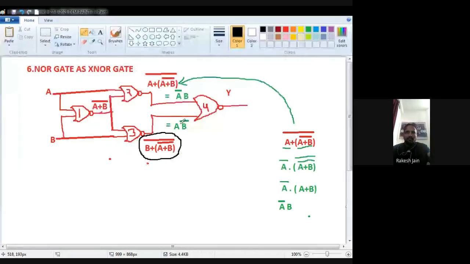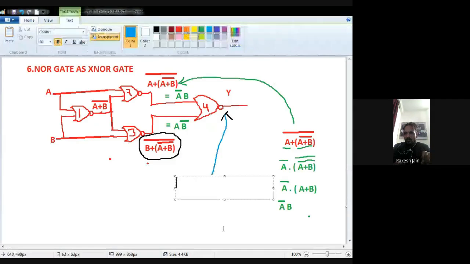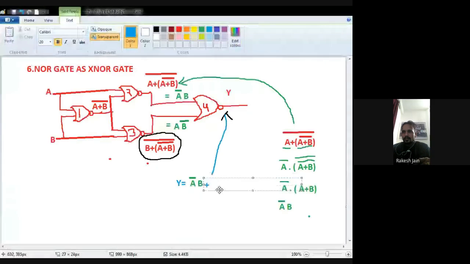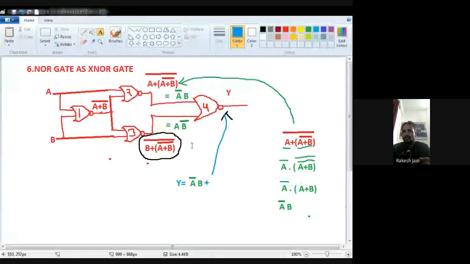So what will be the final output? Now we see here, this blue color I am showing you the final output here. So what will be the final output? The final output is first input. First input is what? A bar B. The first input of this fourth NOR gate plus second input of this fourth NOR gate. Second input is what?